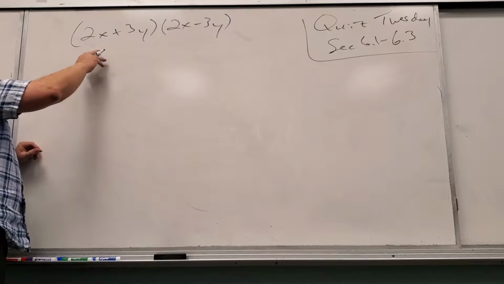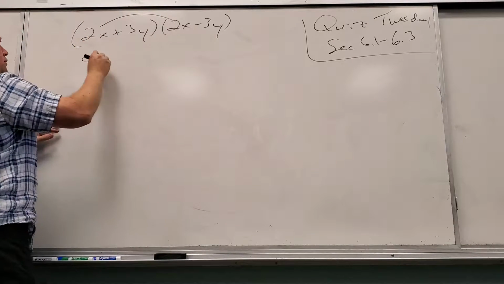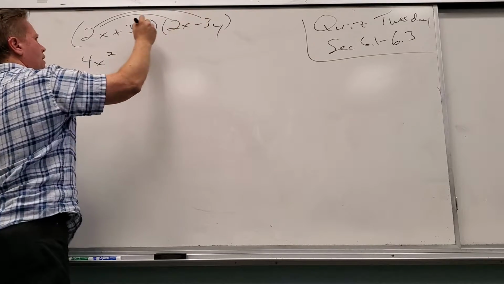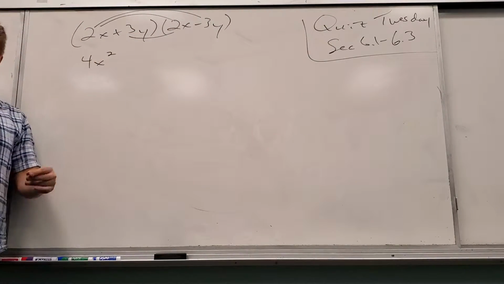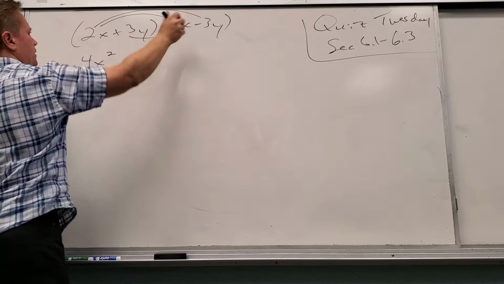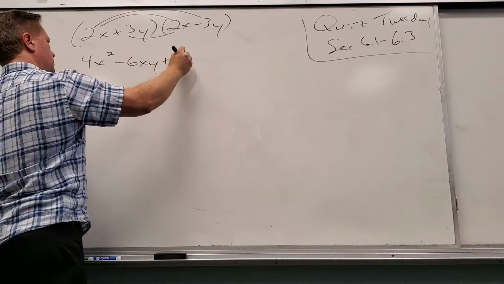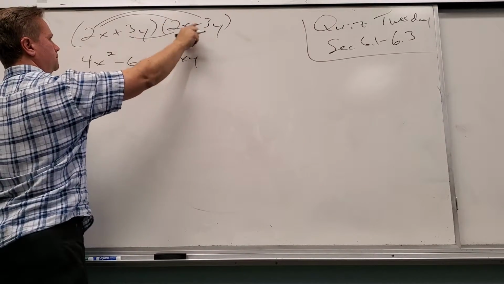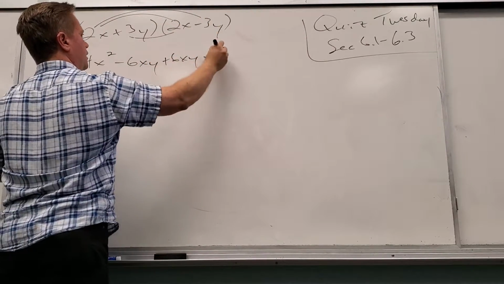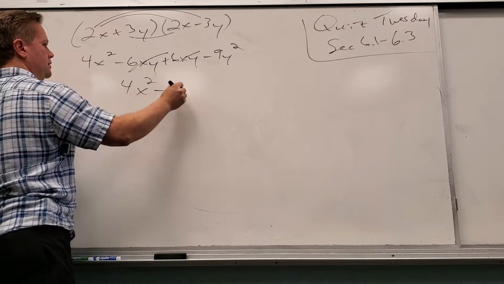Alright. So this is kind of like the Pulp Fiction problem, the one that had the small one, the big one, a lot of stuff canceled. This is much more direct. You can see why things happen, because you get 4x squared, that's great. Then you get 2x times negative 3y, and then 2x times positive 3y. So of course the middle terms cancel, because they're the same thing with opposite signs. So you get minus 6xy plus 6xy. And at the end you get minus 9y squared. So these die: 4x squared minus 9y squared.